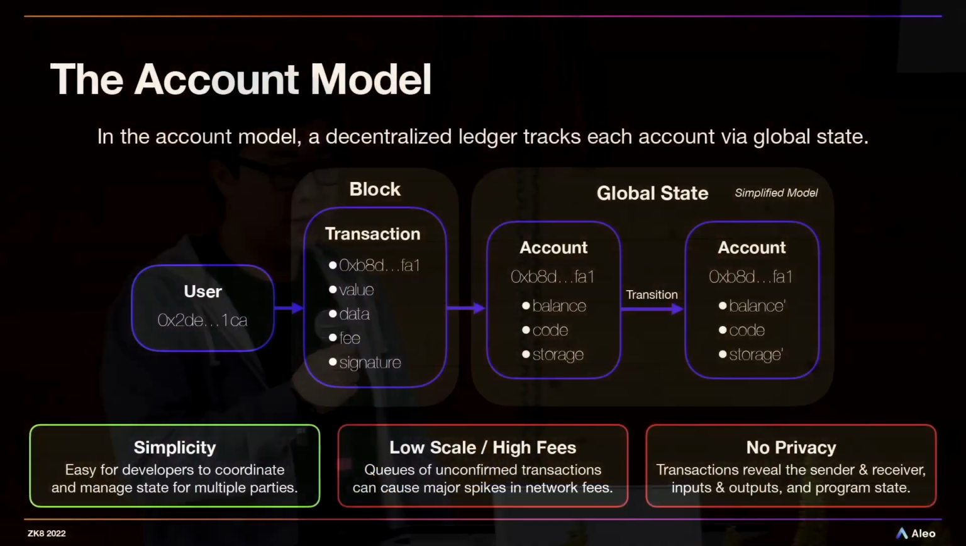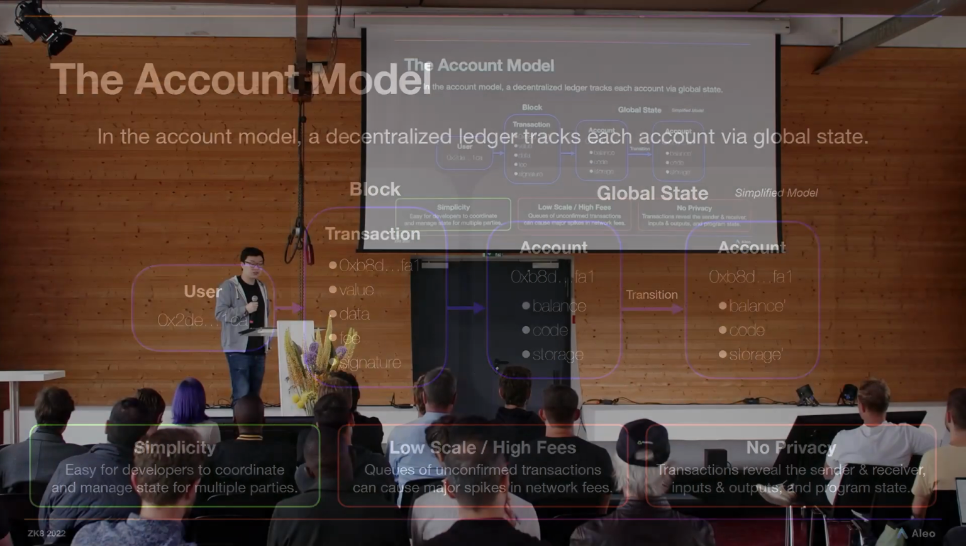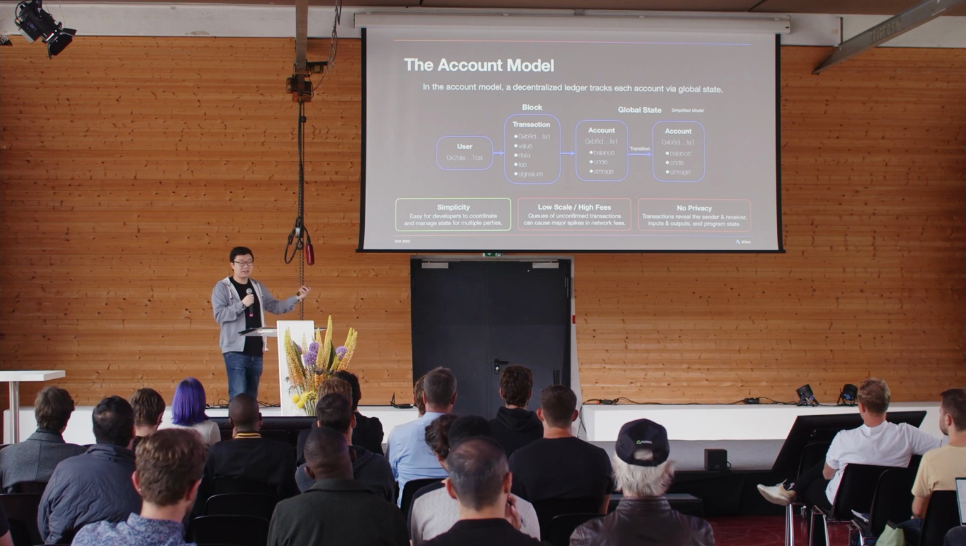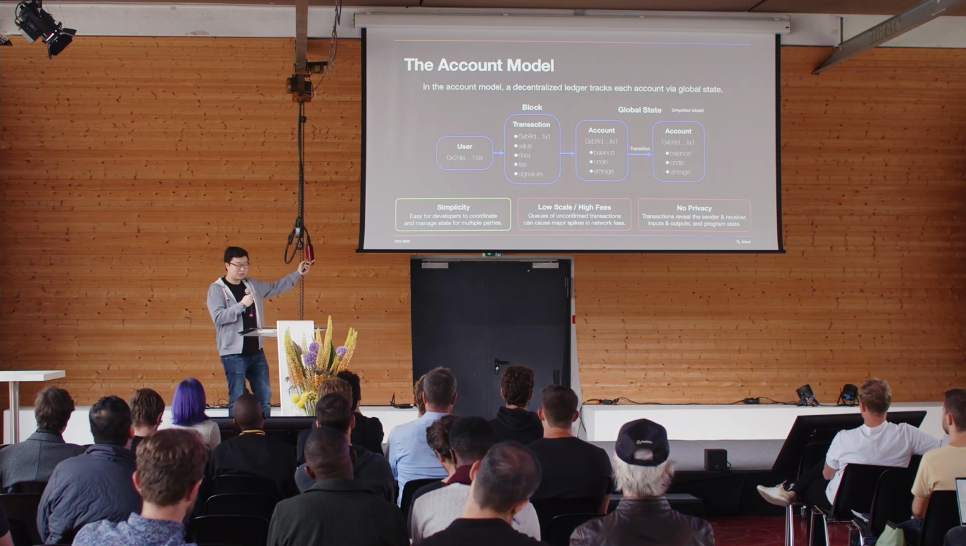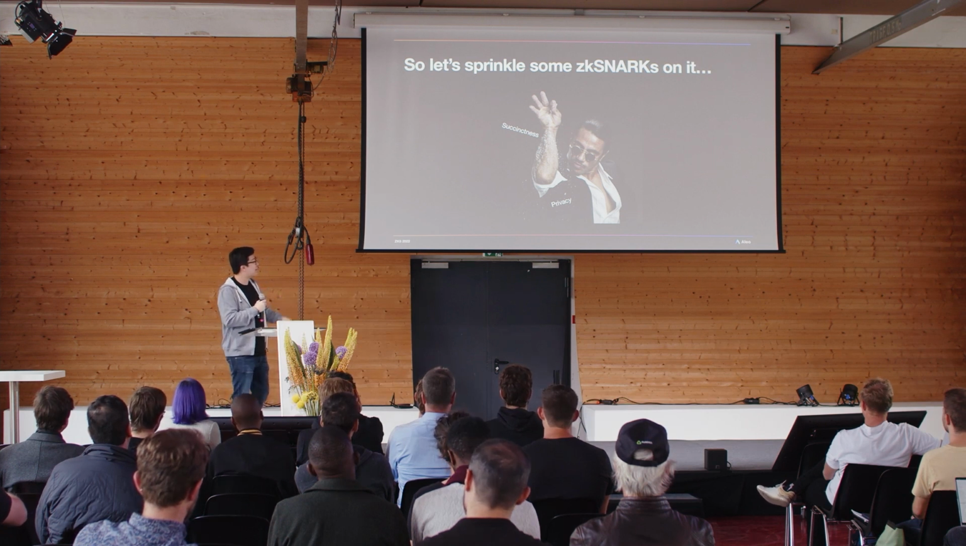And what do I mean by that? Well, transactions reveal the contents to everyone on the network. It means the sender, the receiver, the program inputs, outputs, and state are all publicly known. So what do we want to do? We want to redesign this ledger, and we want to minimize re-execution and maximize privacy. And so how do we do it? Well, let's just sprinkle some ZK-SNARKs on it, of course. We want to extend the account model and see where we land.